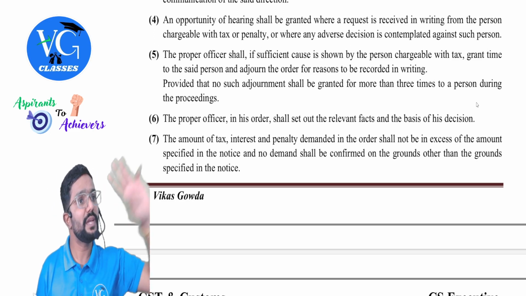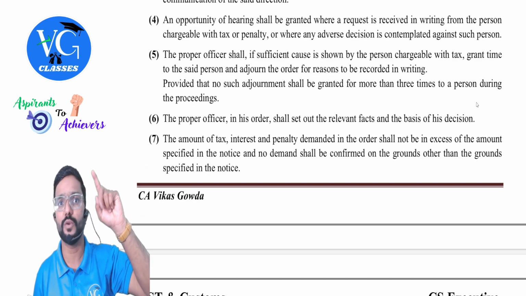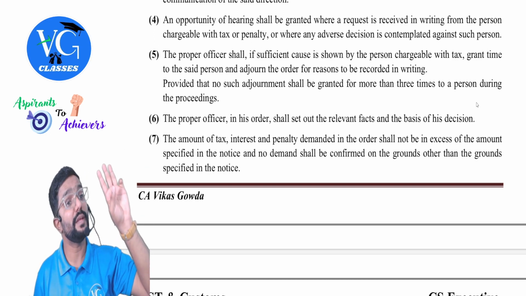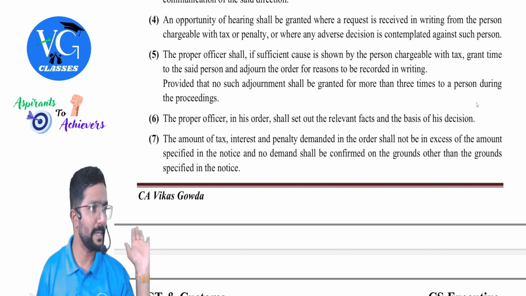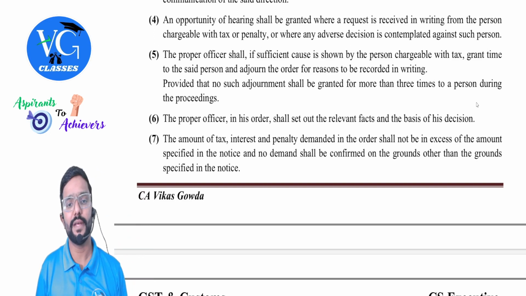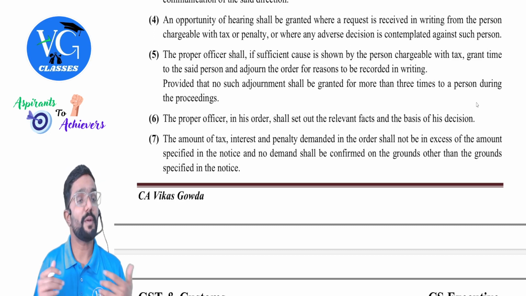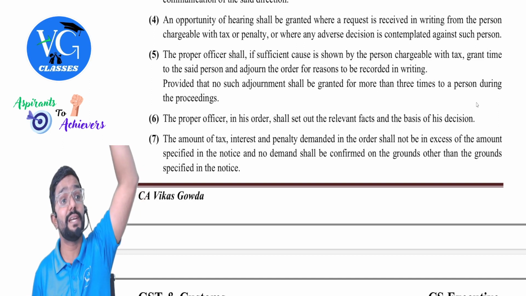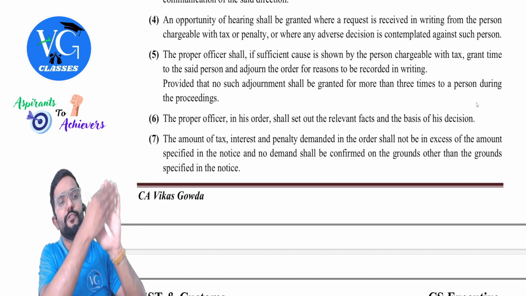That doesn't mean that, sir, 3 times is fixed. No, it can be 1 time also. It can be 2 times also. It can be 3 times, but not more than that. Okay. Subsection 6. The proper officer in his order shall set out the relevant facts and basis of his decision. Means the proper officer, when he is passing the order as per the direction of the court, he should give the full information.